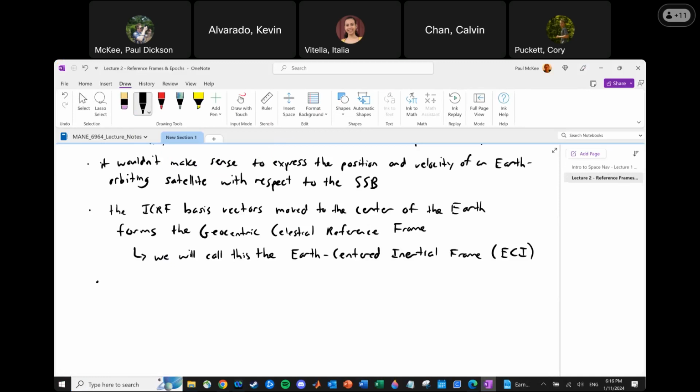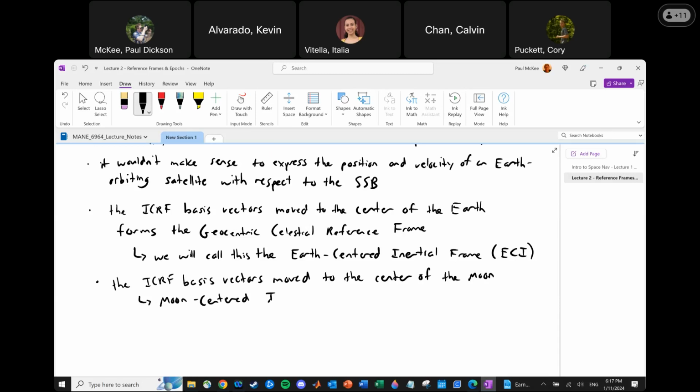And then if we move to the moon, yes. So the ICRF basis vectors moved to the center of the moon. Well, you can probably guess. We'll call this the moon-centered inertial frame, or MCI.